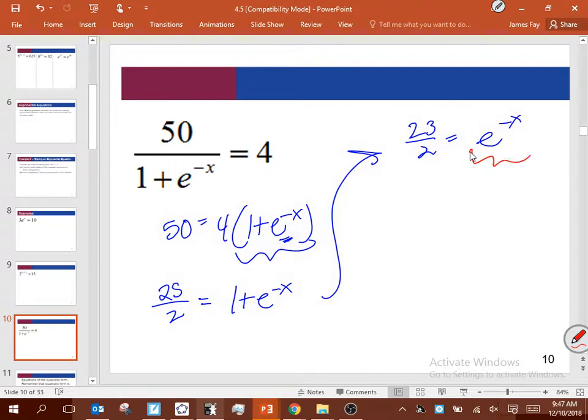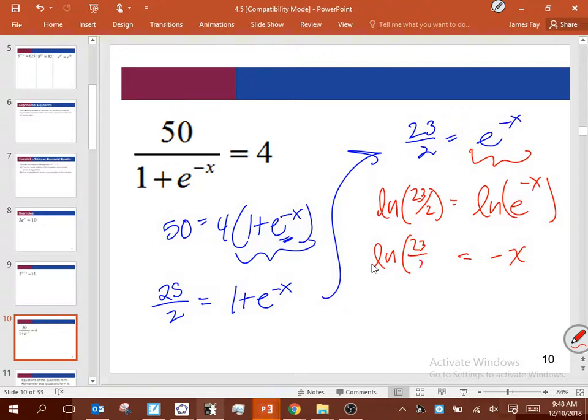Once you isolate the exponential, take the log of both sides. So I have ln of 23 halves is equal to ln of e to the negative x, right? When I take the ln of e raised to some exponent, that's going to give me that exponent. So that right-hand side just turns into negative x. And again, that's using the fact that ln of e to the x, by one of those properties we talked about, and because of the definition of a logarithm, ln of e to the x is just equal to x.